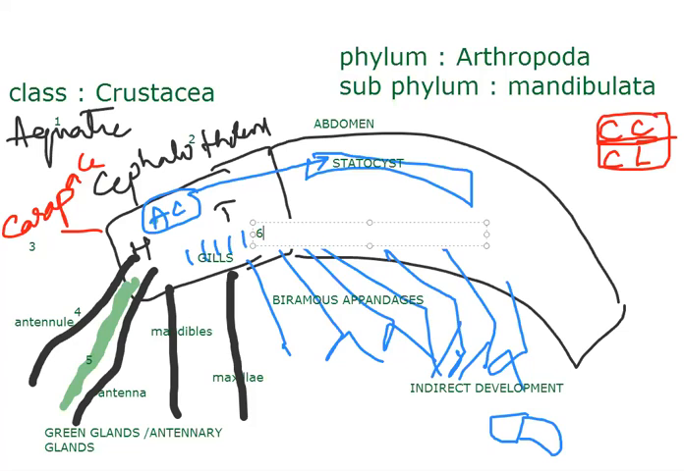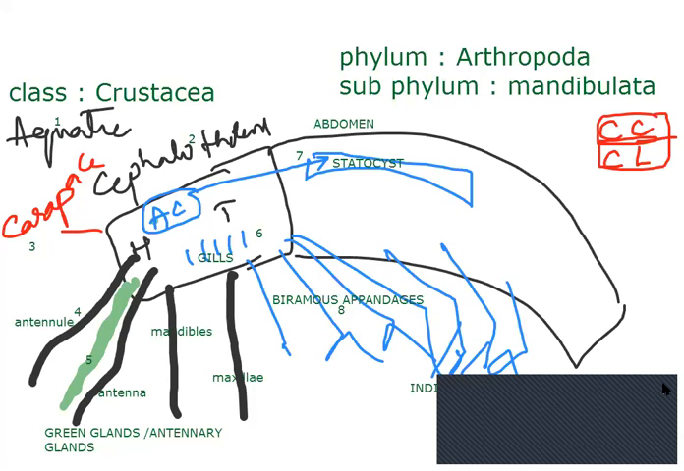Number six, gills are for respiration. Number seven, statocyst or sense organs. Sense organs include antennae, compound eye, and statocyst. Next, number eight, which is a unique feature here, the biramous appendages. The order of numbers is your choice, but looking at the diagram, whether you are able to say this or not is the only criterion.